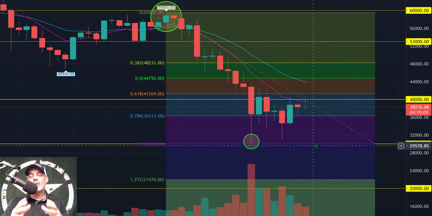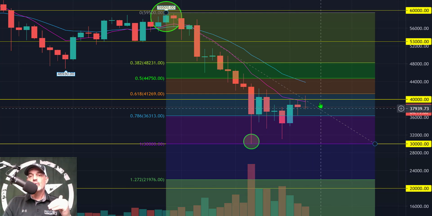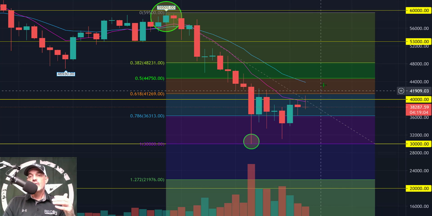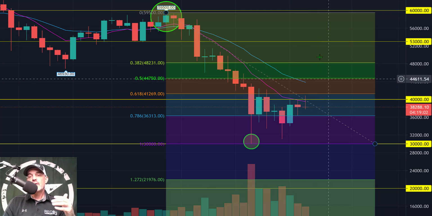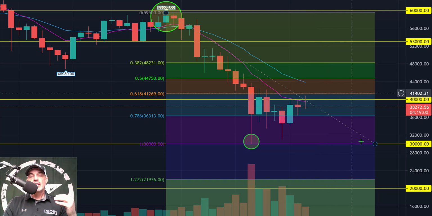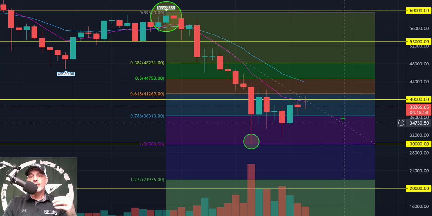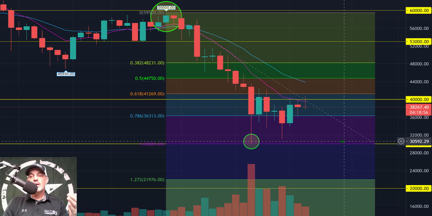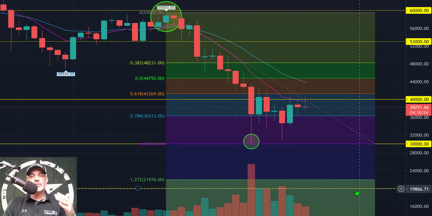And so a quick recap on the price targets on the upside. We're looking at 42,000, then 45, and then probably around 50,000. On the downside, we're looking at around 36, 30, and then 22 to 20,000.